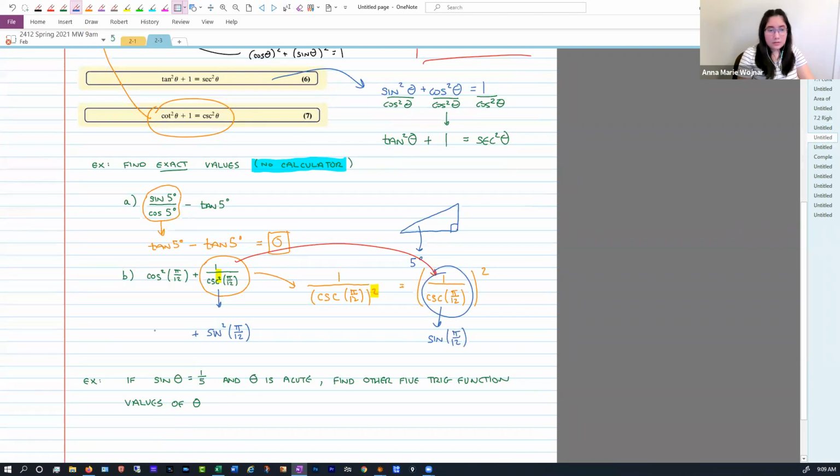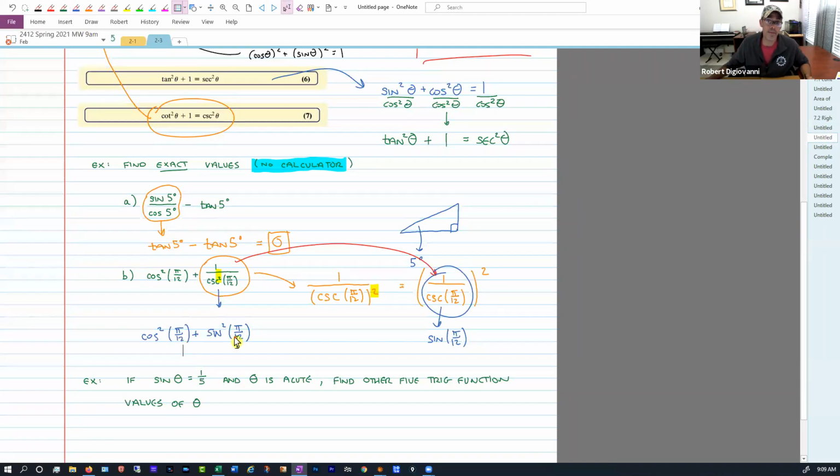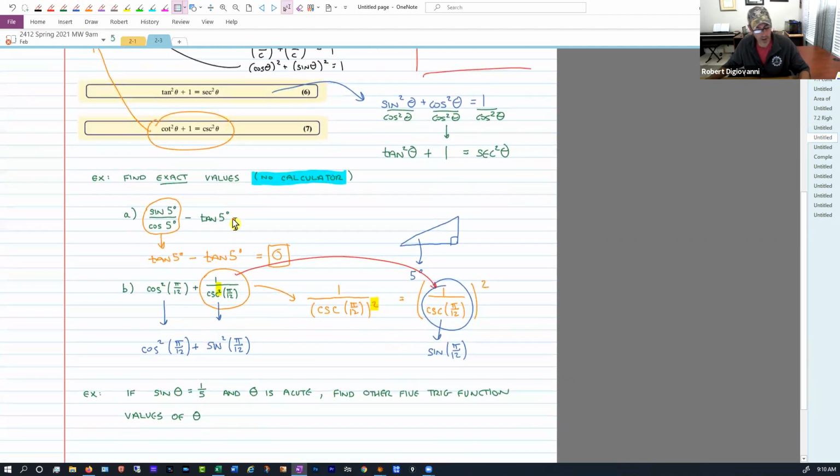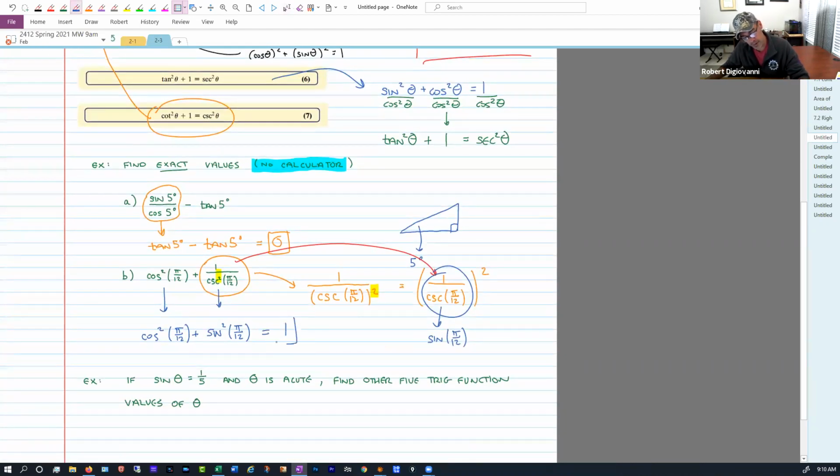Yeah, and then because we have cosine squared of pi over 12 here, we can use our Pythagorean identity. Our Pythagorean identity says that if we ever have sine squared of anything plus cosine squared of the same thing, these angles have to match, then the answer is 1. So our answer here is 1, and there's no work. I mean, we're not doing any computations. We're just using identities to be able to turn it into something.